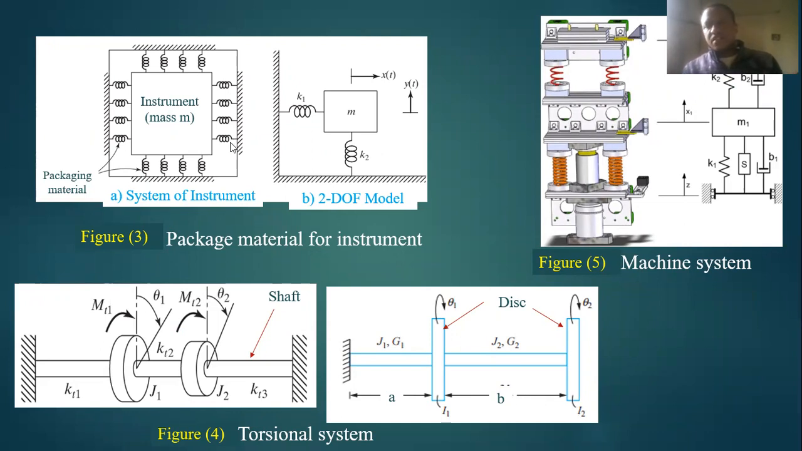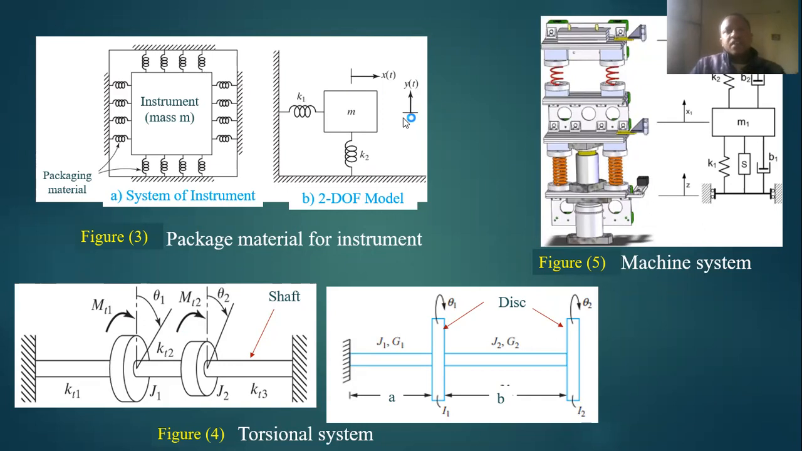The sensitive instruments will be protected from the external load. So this is the cushion material or the packaging material. So we simplify it like this. The instrument is one mass, and for the cushion material, in this direction and this direction, we consider K1 here, and here we consider K2.